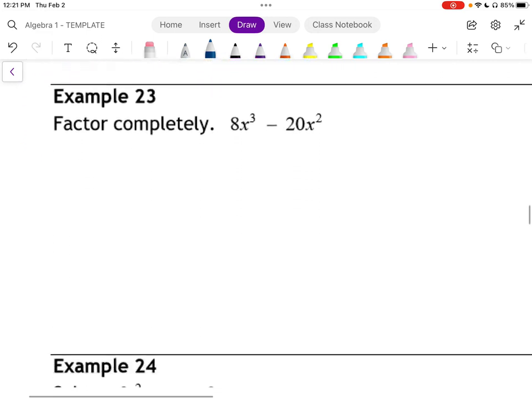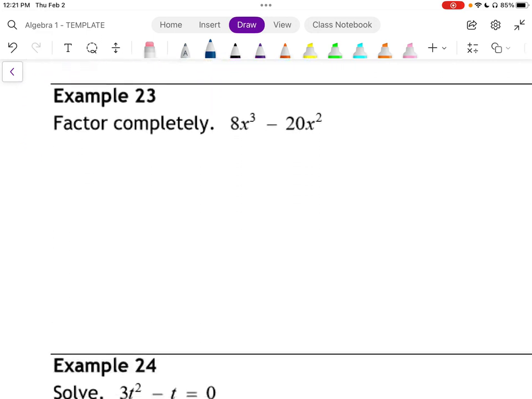Scrolling down, 23. This one just says to factor. It doesn't say to solve, just factor. So I think about my 8 and my 20. And I think about what is the biggest number that I could pull out of both of them. And I think that number is going to be a 4.